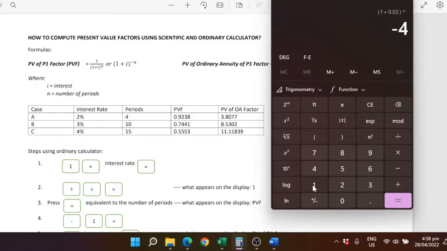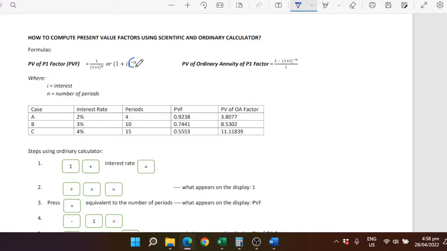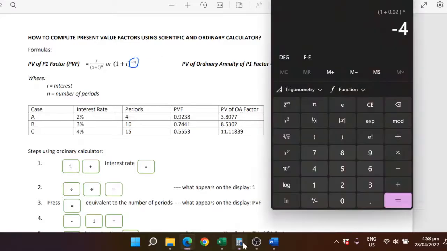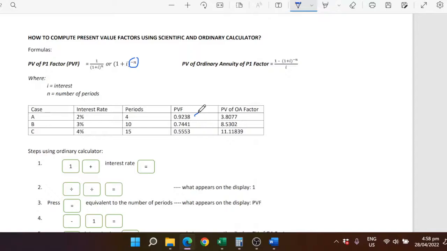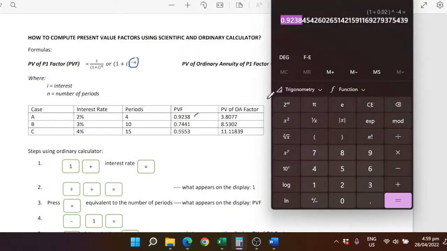Again, for your scientific calculator, you need to press first the plus negative sign so that your exponent would be negative 4. It depends on the type of scientific calculator that you have. Basta, you have to take note that the exponent here should be negative. And then press equals. Okay, as you can see here, our result is 0.9238, which is the same with the answer in our table.